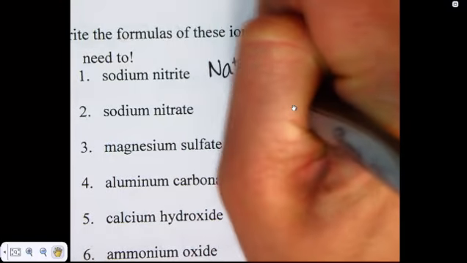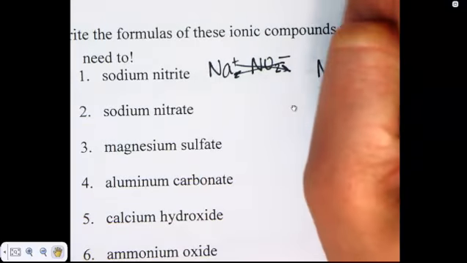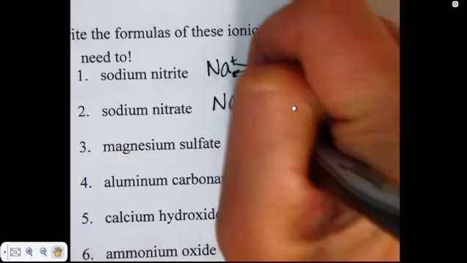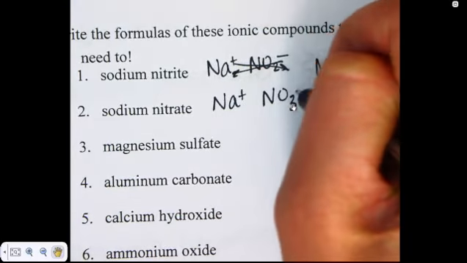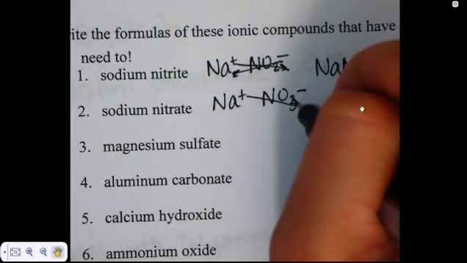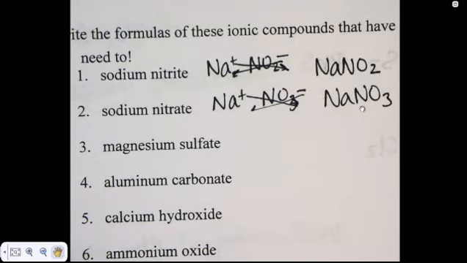Sodium nitrite, Na+, NO2-. Cross the charges, and you get NaNO2. Sodium nitrate. Cross the charges, and you get NaNO3.